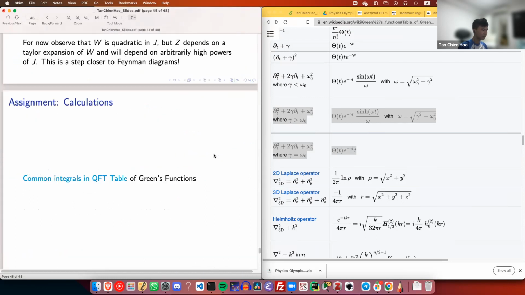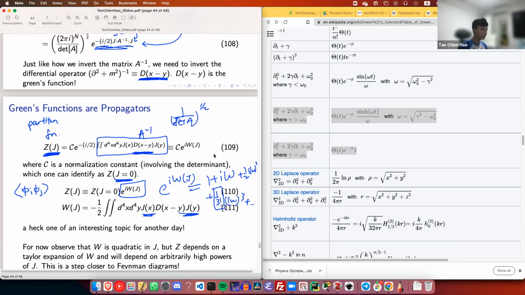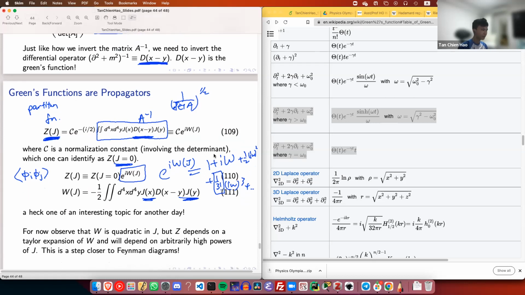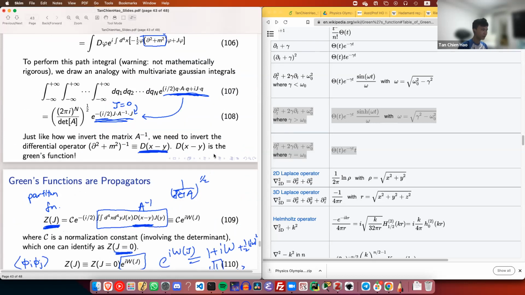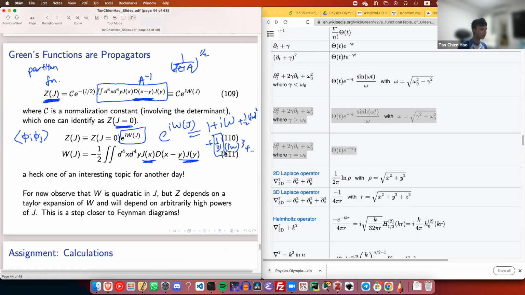So I didn't manage to include it in the slides in time, but in future, if we put an interacting term into here, let's say lambda over 4 factorial phi to the 4, then our e to the iW of J would have increasing powers. You see right now we're increasing powers of W, right?